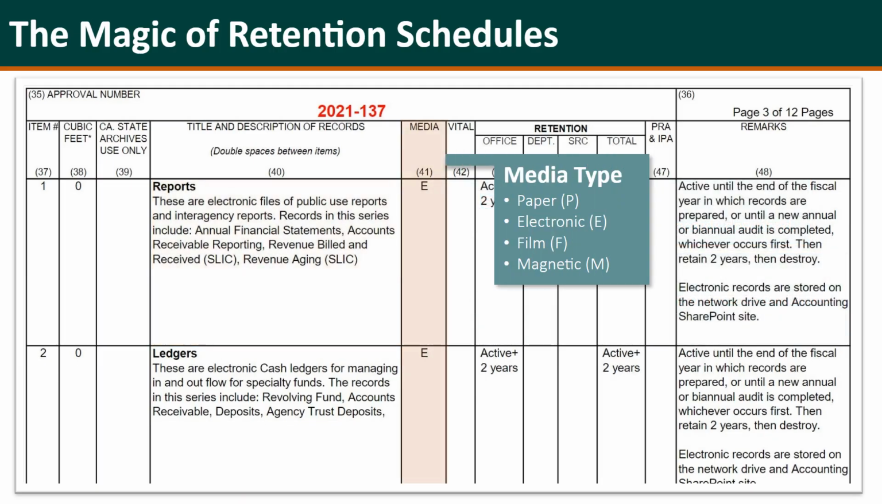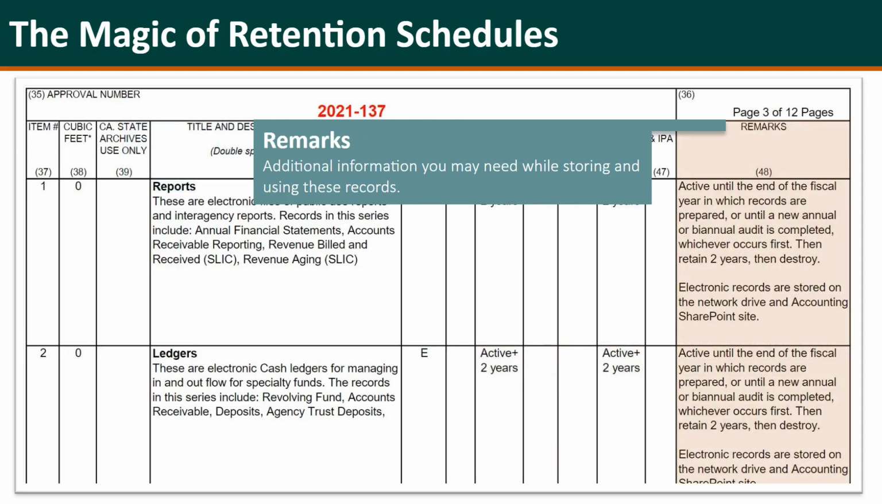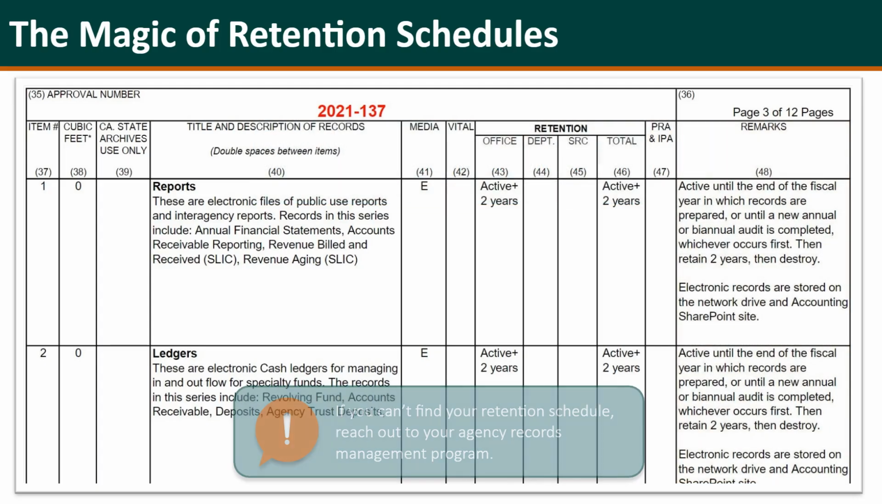The media type column will tell you what format the records are in. A capital P stands for paper, E for electronic, F for film, and M for magnetic. The retention columns will tell you how long the records must be kept and where they are kept during that time frame. Finally, the remarks will provide any additional information you may need while storing and using these records, including a description of when the retention period starts. For example, when the investigation is closed at the end of the year, after project completion, etc.